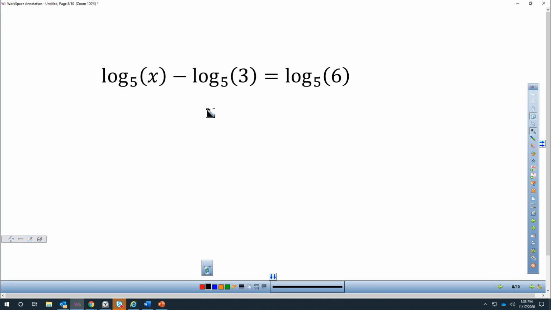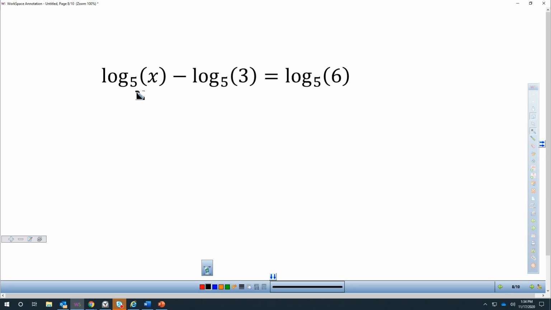Okay, so sometimes things are a little messy. So here's an example where we'd like to use our equality property, but there's too many things going on. We don't have something as simple as log base 5 of something equals log base 5 of something. But if you look closely here, there is actually something we can do to make this look a lot better.